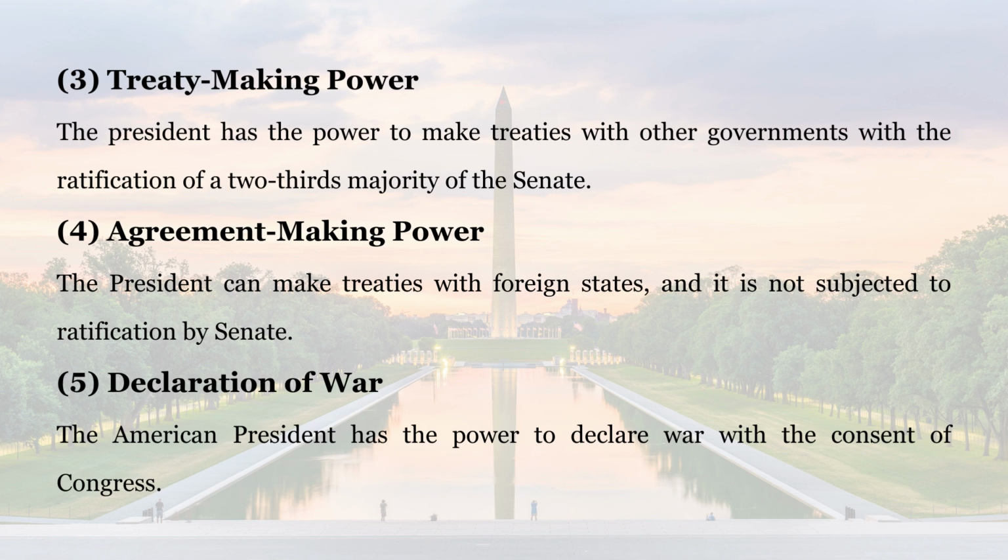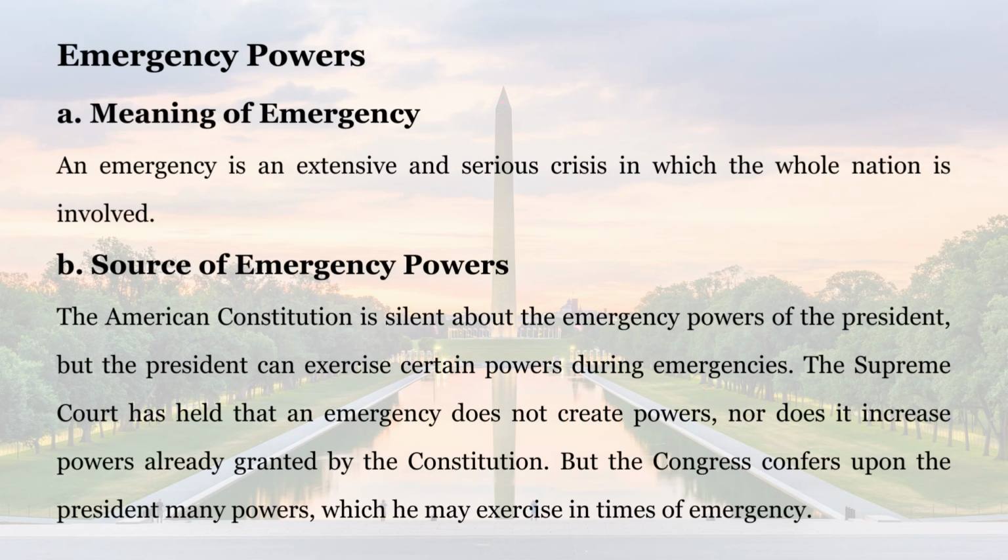Agreement-making power. The President can make agreements with foreign states, and it is not subjected to ratification by the Senate. 5. Declaration of war. The American President has the power to declare war with the consent of Congress. Emergency powers. A. Meaning of emergency.